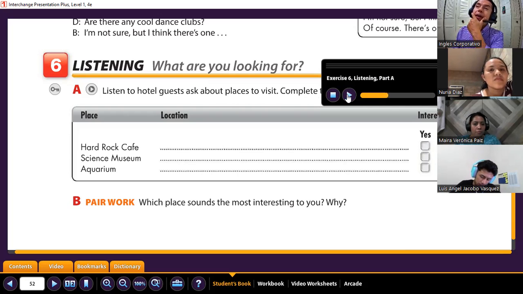Oh. How far is? ¿Qué tan lejos queda? How far? Oh, it's just a few minutes from here. ¿Unos cuántos minutos? A few minutes. Right across from the National Bank. Uh-huh. Right across from?